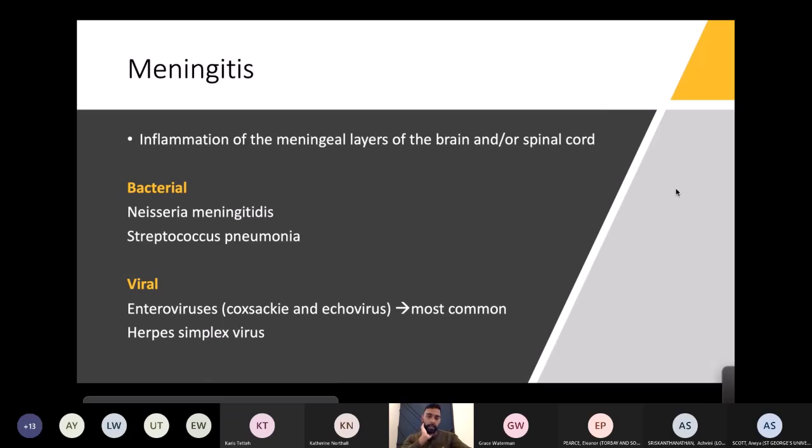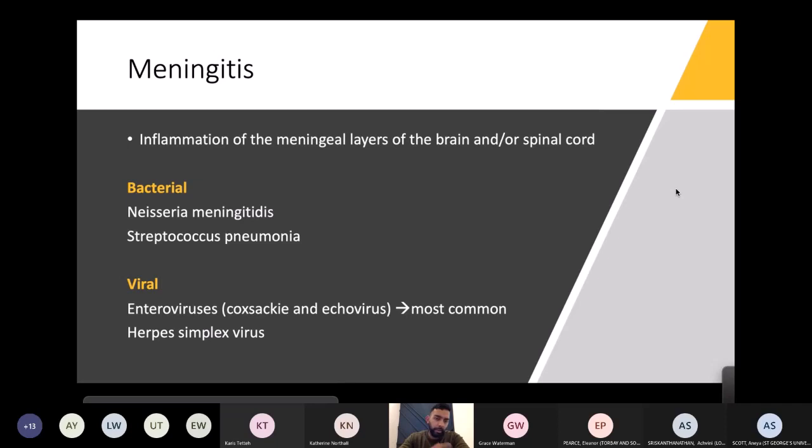Looking at the infective causes, in bacterial, Neisseria meningitidis and Streptococcus pneumoniae are overwhelmingly the most common causes. In viral causes, enteroviruses such as Coxsackie and echovirus are the most common, followed by herpes simplex virus. I think typically it's HSV2 that's found in meningitis. It's not exclusive, but more common than not.